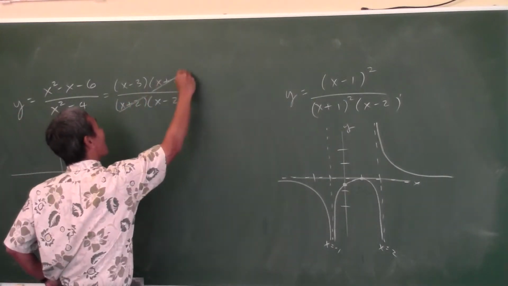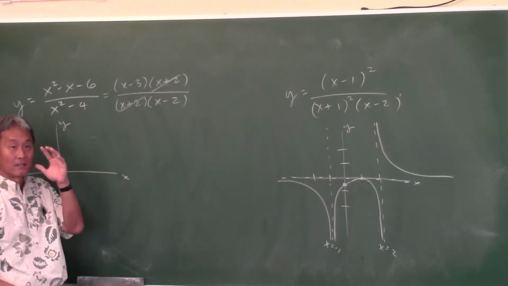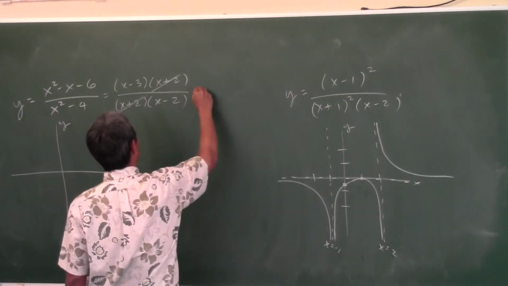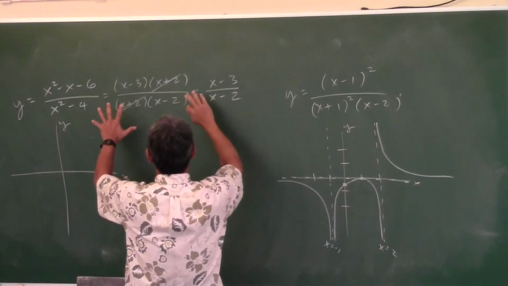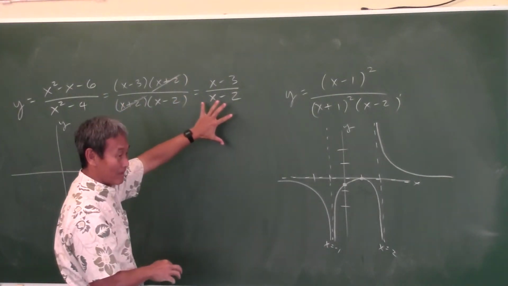Let's cancel out. Something's going to happen when they cancel out, from last year. There's a hole. You get the hole. Okay, forget about that for now. Just graph what's left over. This is the graph right now.